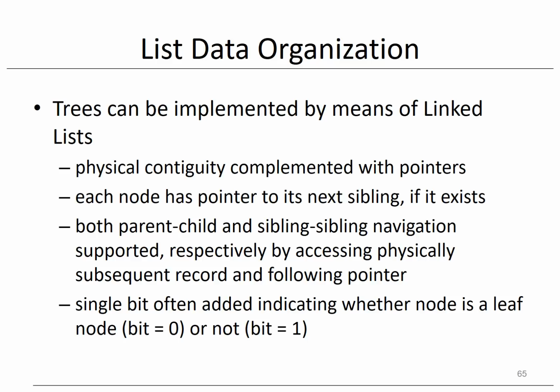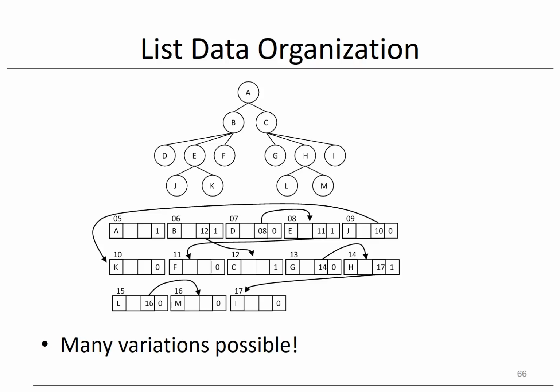Still, for reasons of efficiency, a single bit is often added to each node, indicating whether the node is a leaf node, bit equals 0, or not, bit equals 1. You can see this illustrated here. Note that many variations are possible.